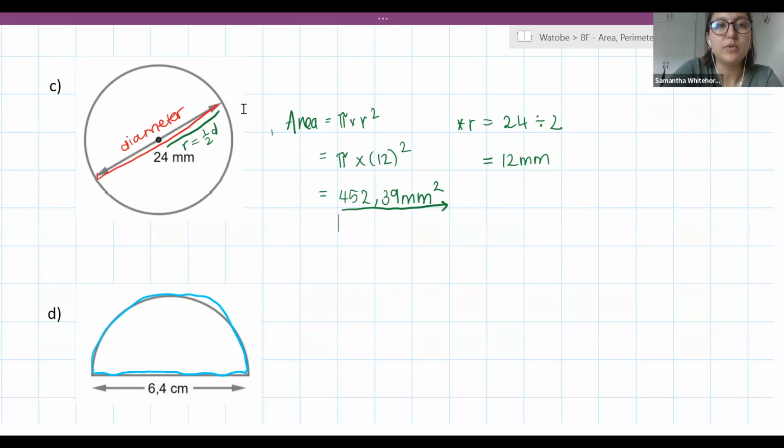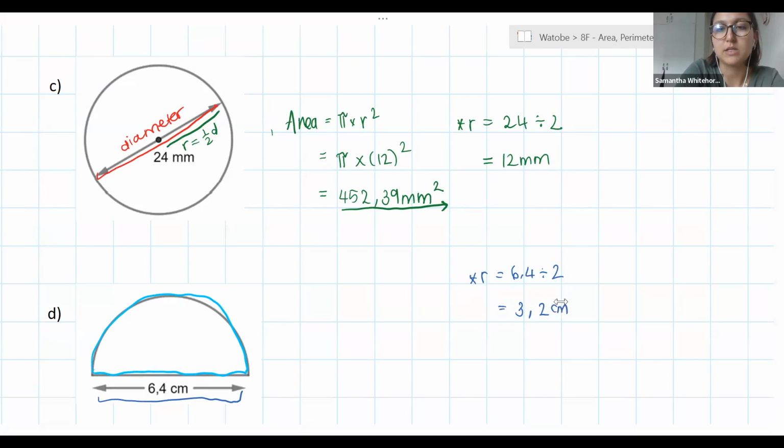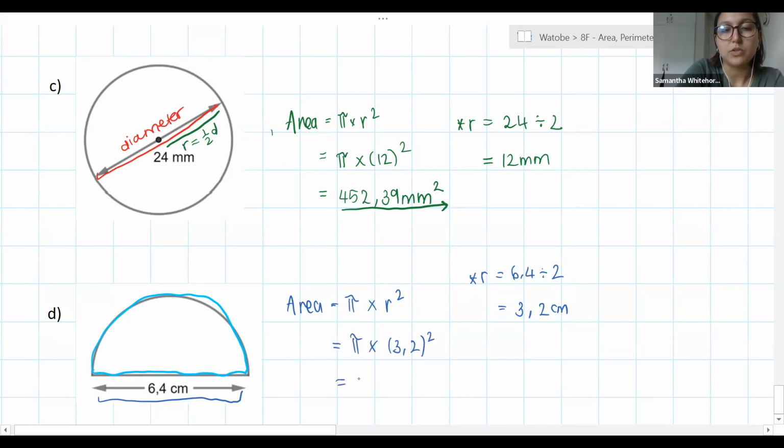Alrighty, then for question D, we've only got half the circle here, so we need to be careful. Again, I've given you the diameter, so we first want to work out the radius. The radius would be 6.4 divided by 2, which gives me 3.2 centimeters in terms of my radius. And so now when I want to work out my area, I have all of the information that I need. So I can say pi times r squared, which will then be pi times 3.2 squared. And that would be equal to 32.169, and there's a whole long decimal to it.